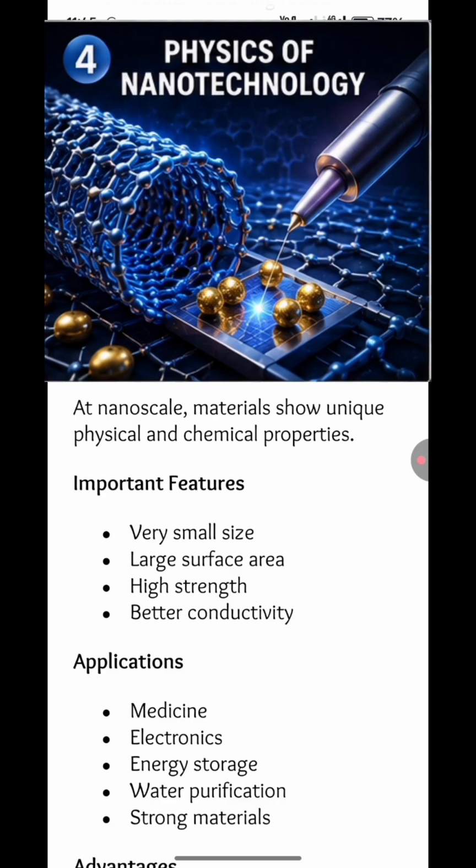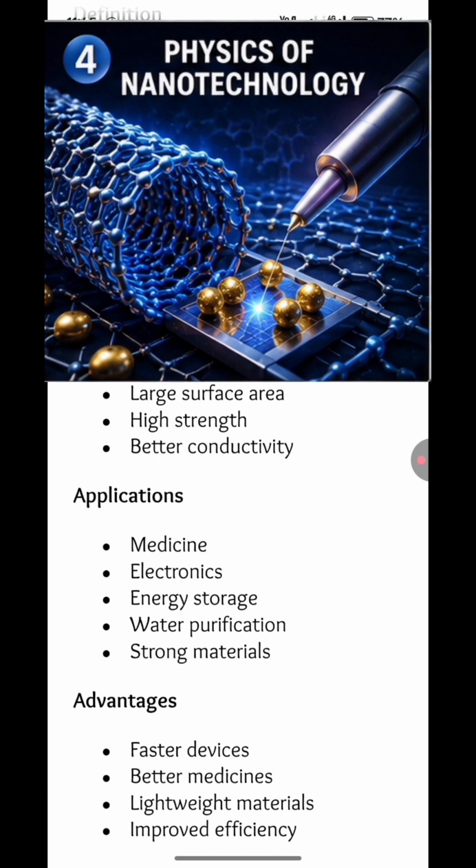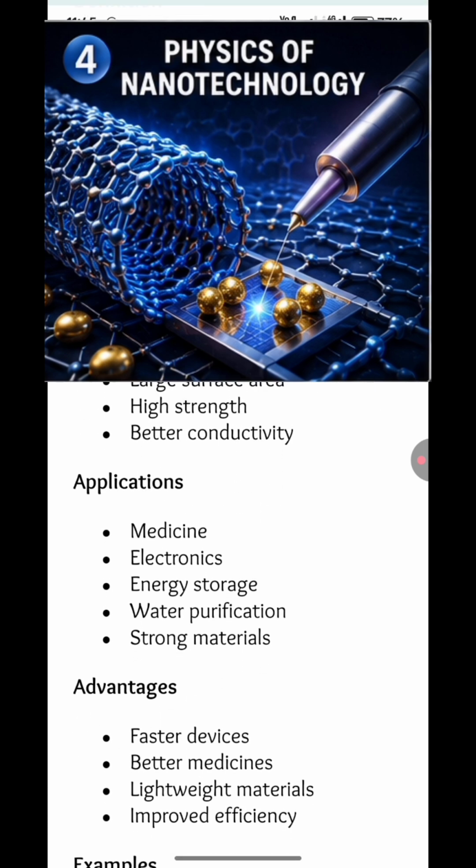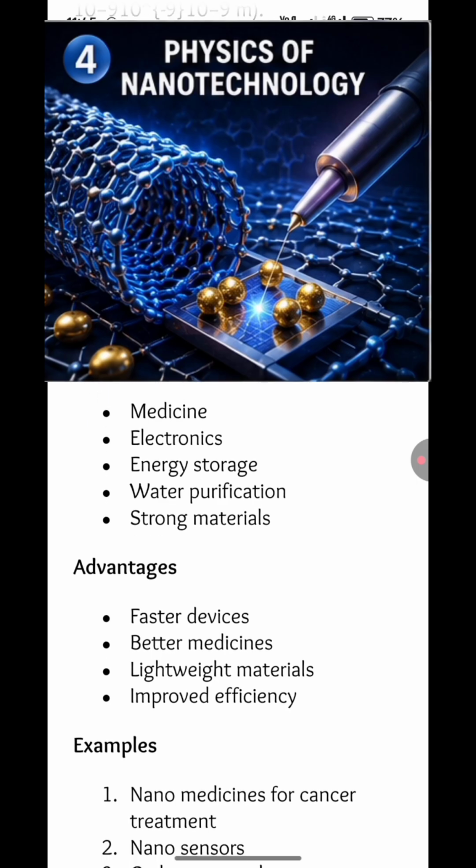So where do we apply nanotechnology? Medicine, electronics, energy storage, water purification, and strong materials. If you want to make these, we can use nanotechnology. What are the advantages of nanotechnology in physics? Faster devices, better medicines, lightweight materials, improved efficiency also.